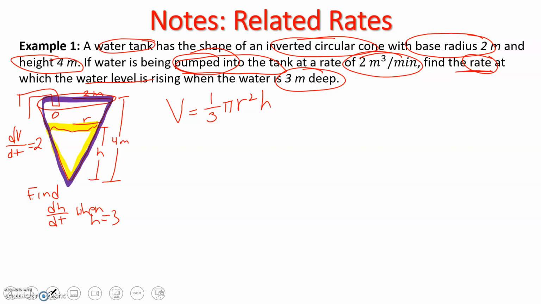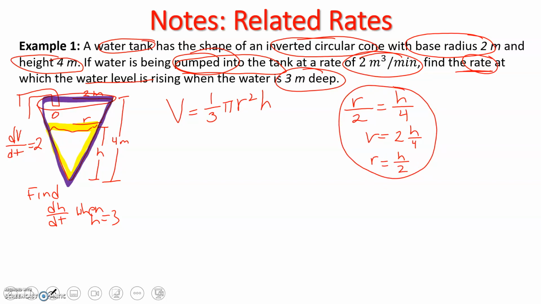And we know from high school geometry that similar triangles form proportional relationships. That is, we know that the radius of the yellow triangle over the radius of the purple is equal to the height of the yellow over the height of the purple. Now what this does is it gives us a relationship between r and h. So we could then say that r is equal to 2 times h over 4, or that r is equal to h over 2.